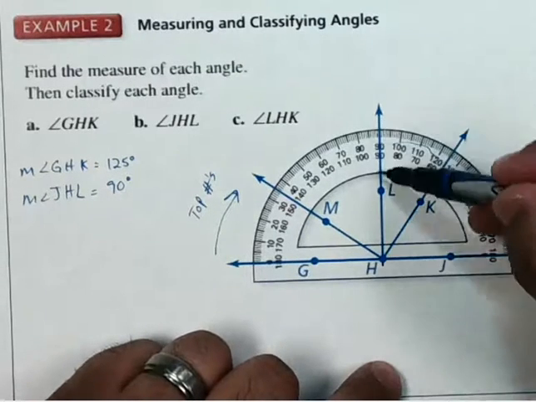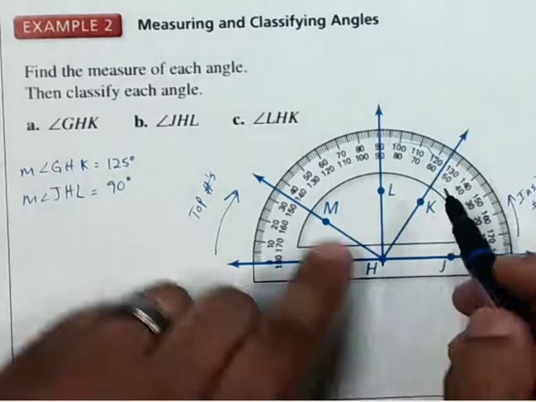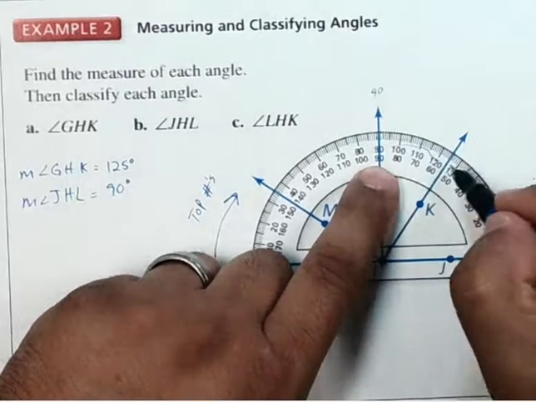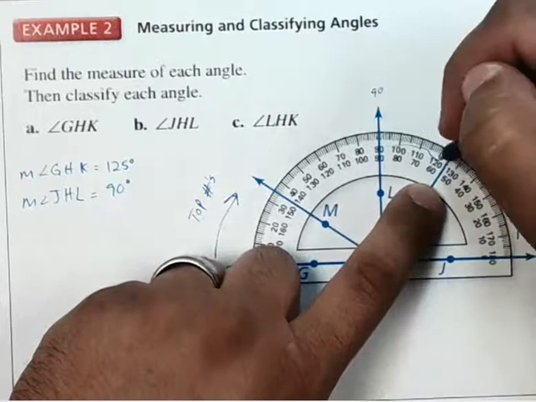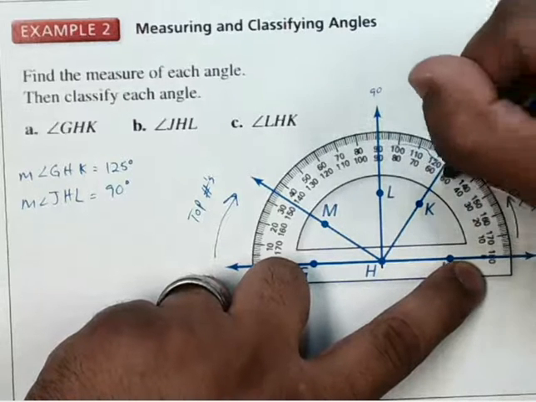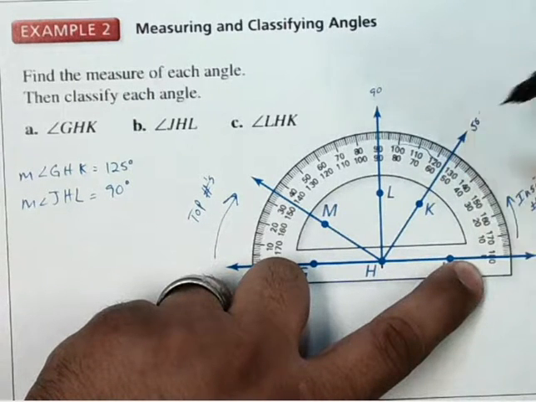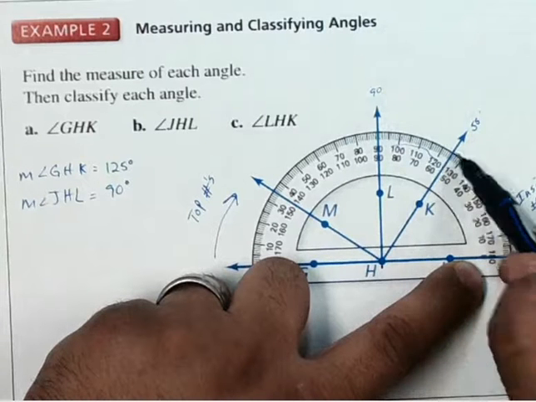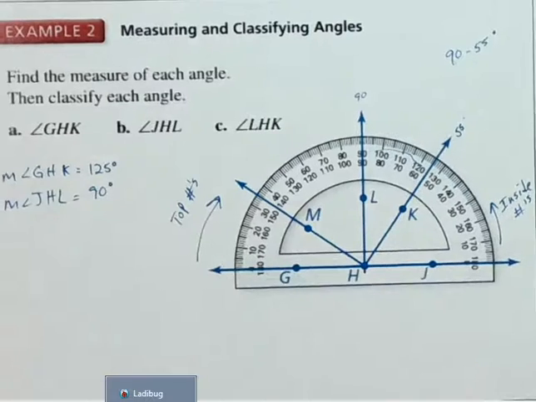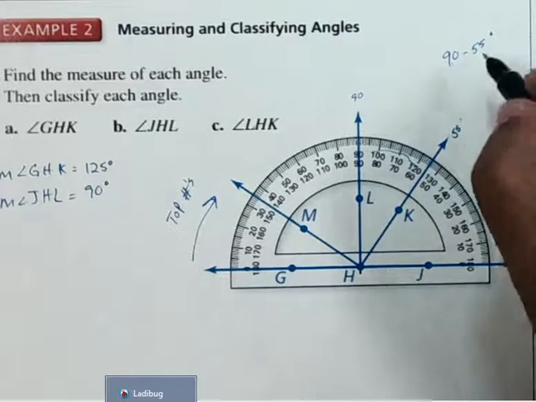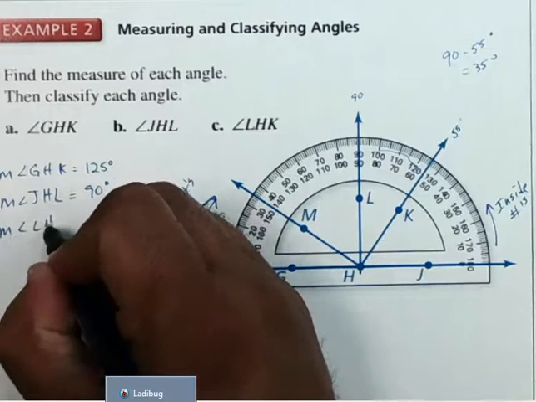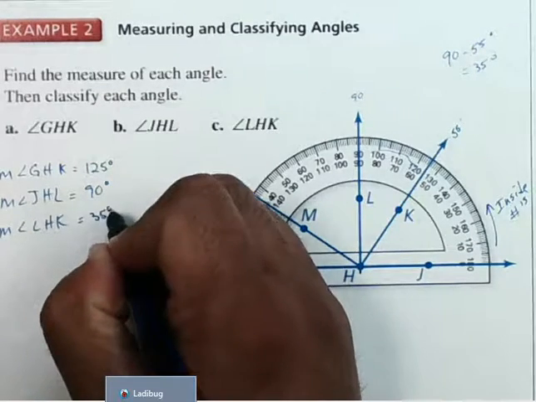And now I need to look at LHK. This one's a little different because it's not at 0. So what I have to do is look at the 90, and I'm going to use this side over here. So this one's going to be 55. That's at the 55 degree mark. So what I need to do for LHK is subtract 90 minus 55, which ends up being 35. So the measure of angle LHK is equal to 35 degrees.